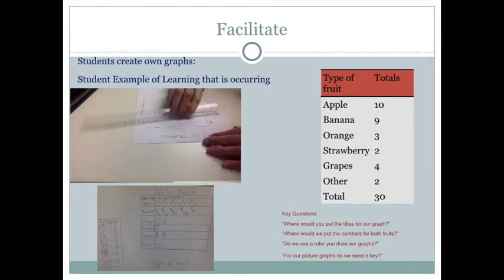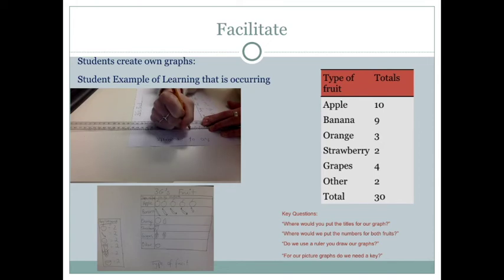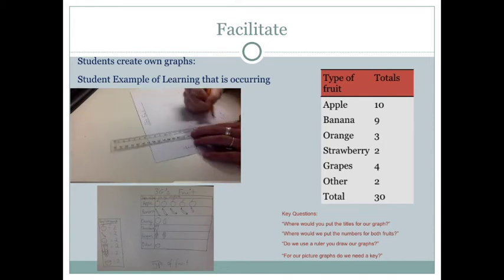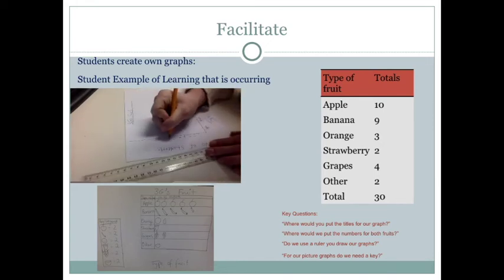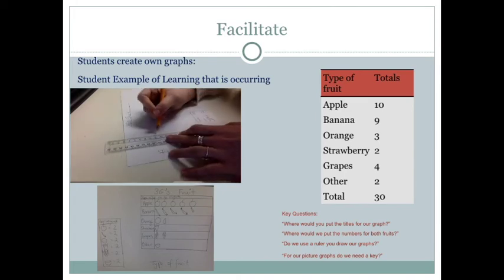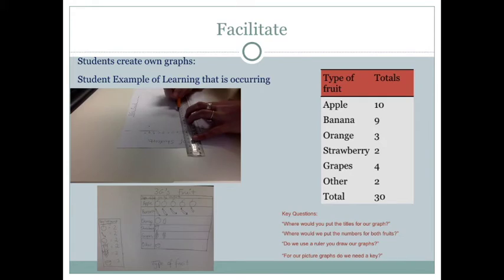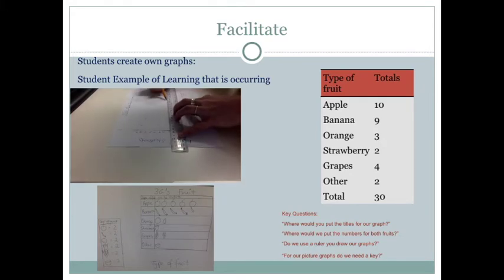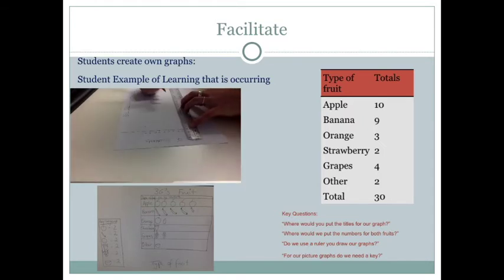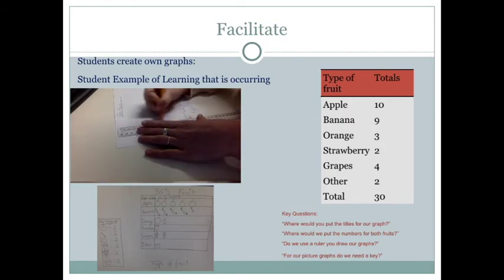The teacher will be asking questions to get the students thinking about what they have already learnt, like where would you put the titles for the graph? Where would we put the numbers for both fruits? Do we use a ruler when we're drawing our graphs? For our picture graphs, do we need a key? The teacher will also get the students to look at partners' work and see if they've forgotten any features in the graphs.